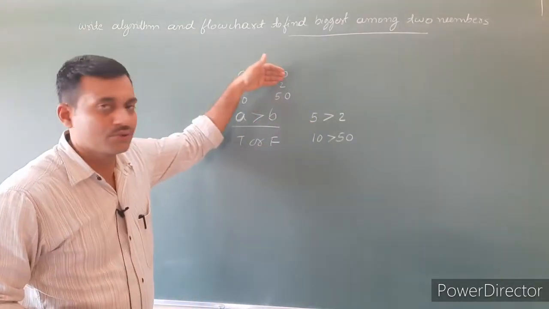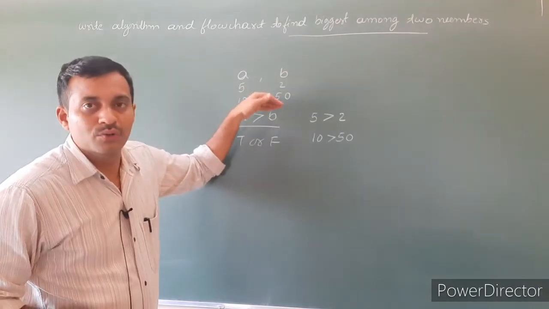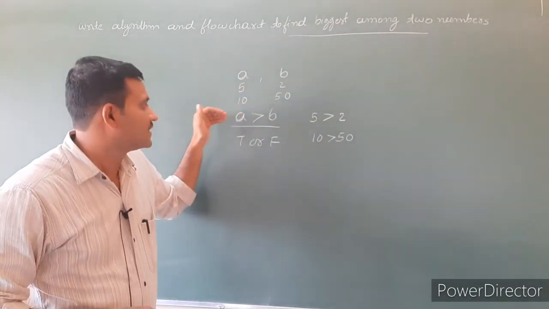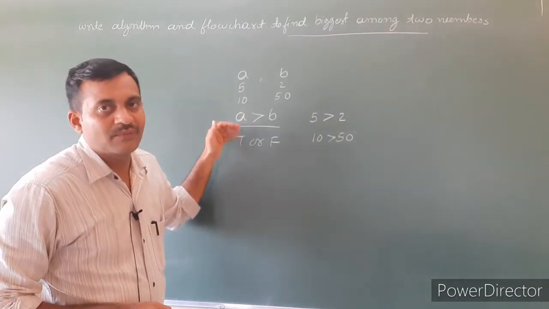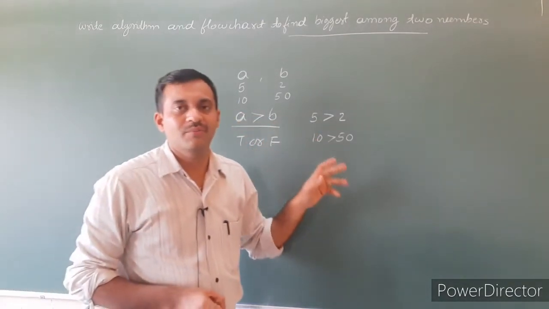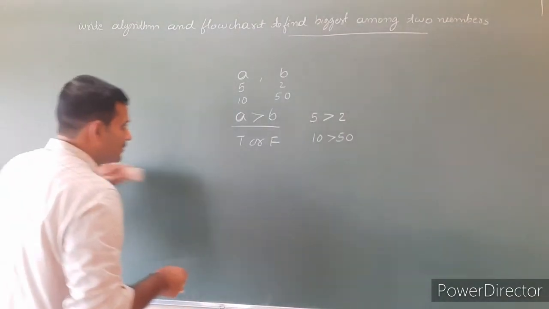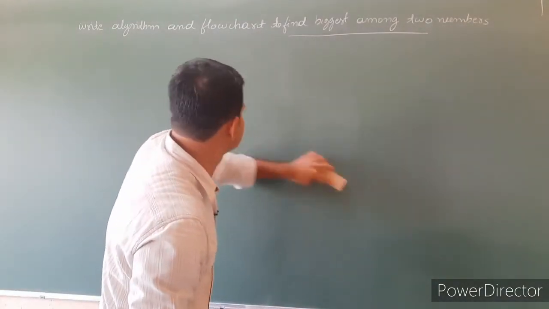So first we read two numbers and compare them. If it is true, then A value is the biggest. If it is false, B value is the biggest. That is the logic. Then we start writing the algorithm.